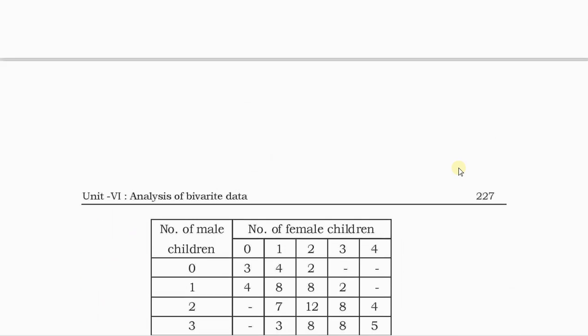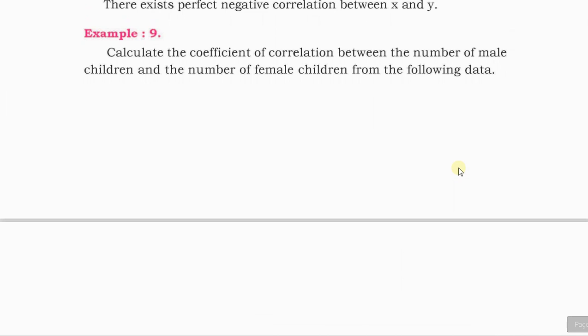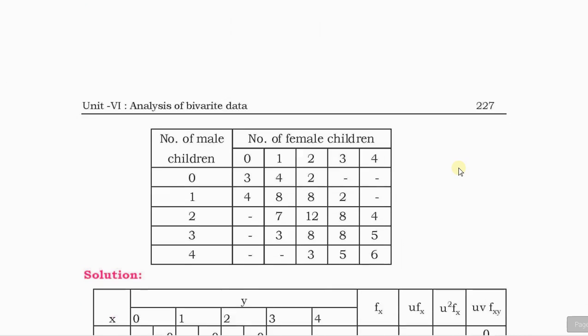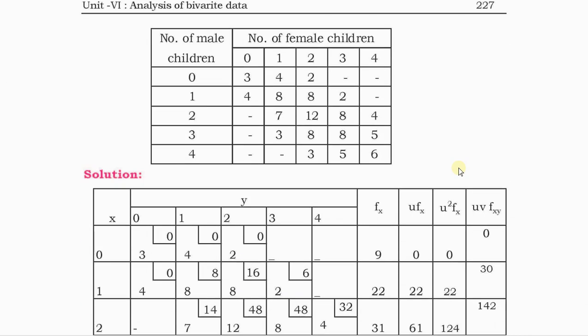Now let us look at an example here. Calculate the correlation coefficient between the number of male children and female children from the following data. So we need to check whether there is any correlation between number of families having male children and female children. Okay, so this is the given table here. These are the variable values 0 1 2 3 4, 0 1 2 3 4. This is your x value. This is the variable x, male children, and this is the variable y, female children.